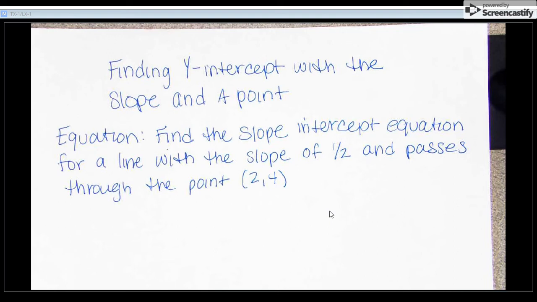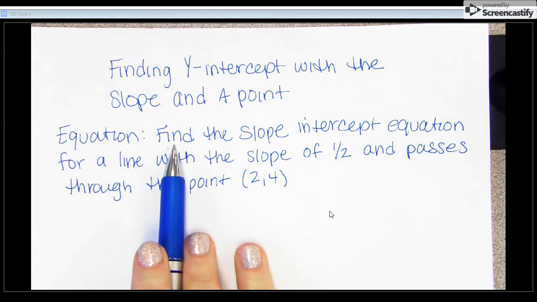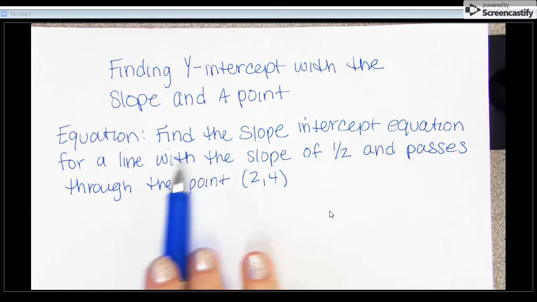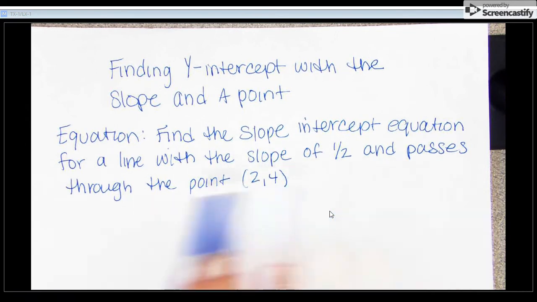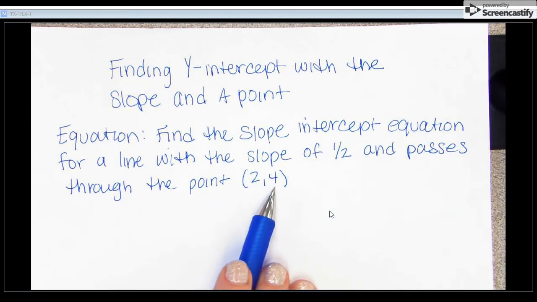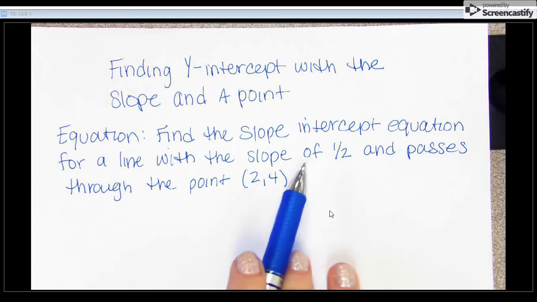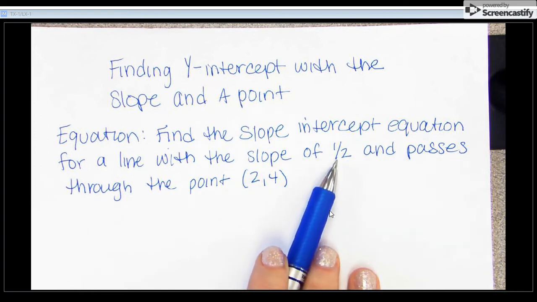Hi everyone. Today we're going to be finding the y-intercept equation with slope and a point. So here's our equation. Find the slope-intercept equation for a line with the slope of 1/2 and passes through the point (2, 4). So in this situation, we know the slope and we know a point that is on that line.